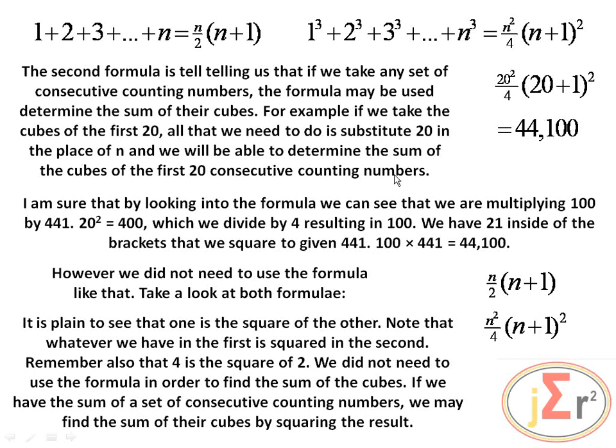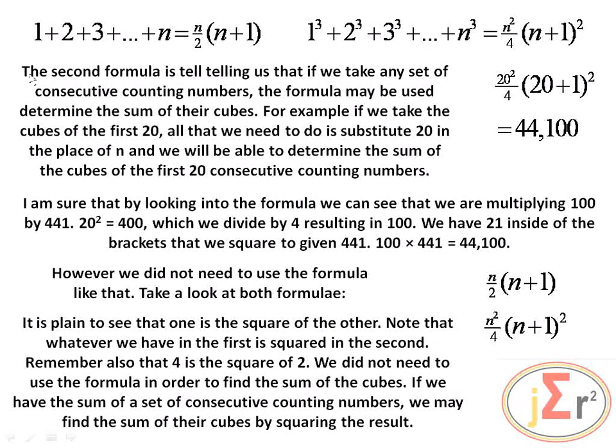So know that whatever we have in the first is squared in the second. Remember also that 4 is the square of 2. We did not need to use the formula in order to find the sum of cubes. If we have the sum of a set of consecutive counting numbers, we may find the sum of their cubes by squaring the result.